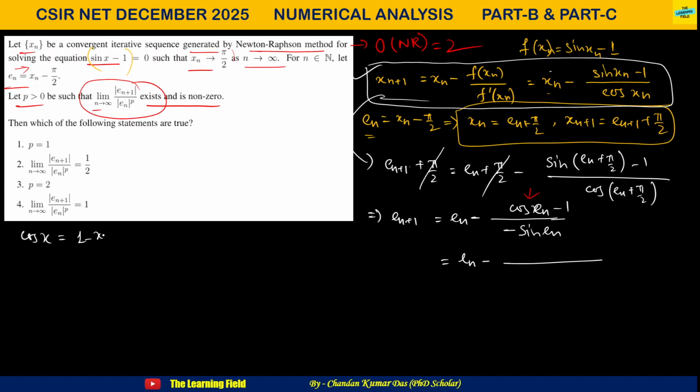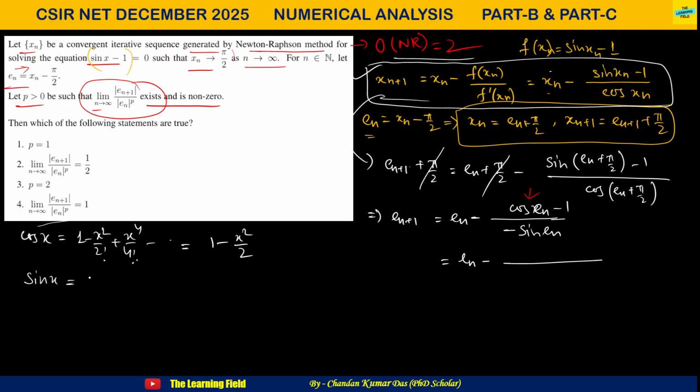So 1 minus x square by 2 factorial plus x cube by 3 factorial, or x to the power 4 by 4 factorial, not 3. x to the power 4 by 4 factorial, like this way. Now the Newton-Raphson method, the order of convergence is 2. So we write directly this is equal to 1 minus x square by 2. The other terms we don't need to write because the order of convergence of the Newton-Raphson method is 2.